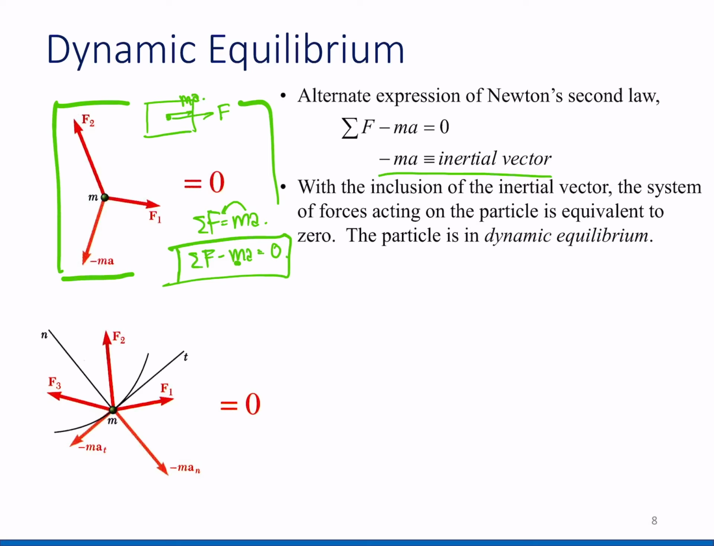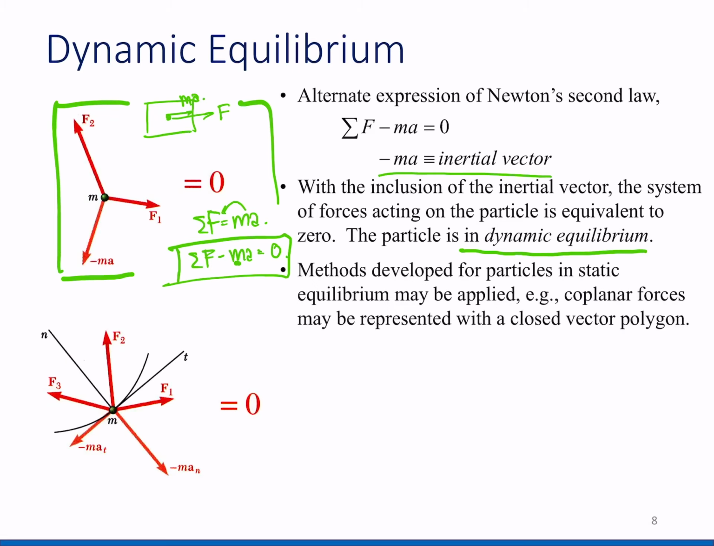Okay, with the inclusion of the inertial vectors, the system of forces acting on the particle is equivalent to 0. The particle is in dynamic equilibrium. So this we call dynamic equilibrium. Please be careful. We can use the word equilibrium also in dynamics, but we have to modify the equations and the understanding a little bit.